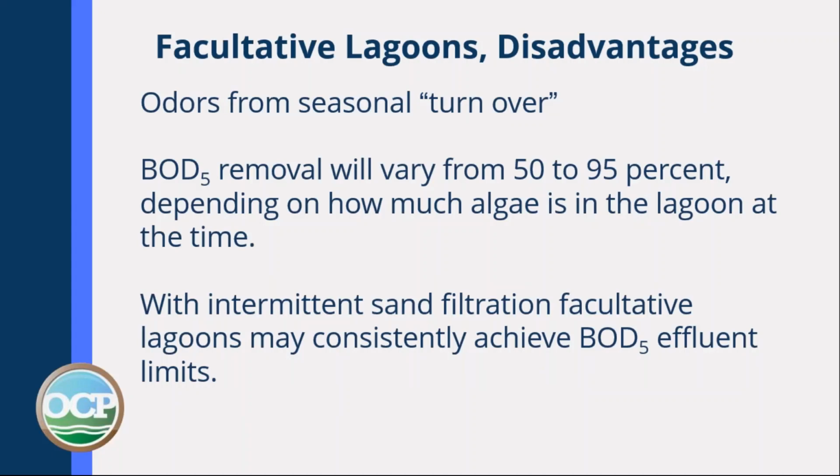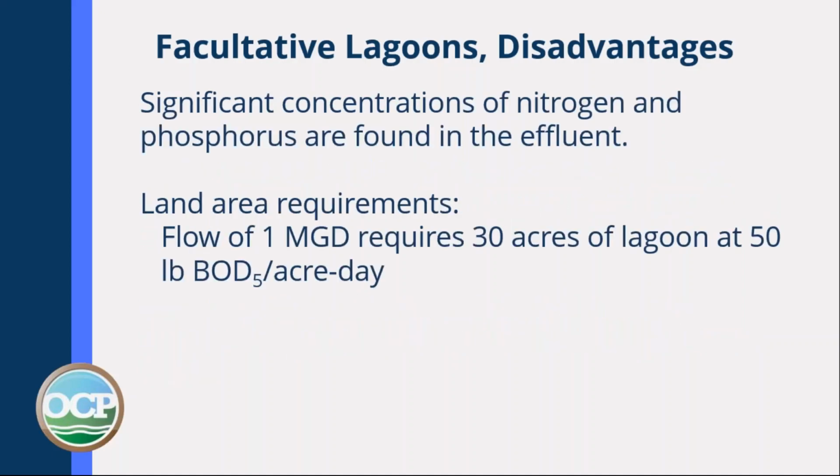The disadvantage of facultative lagoons: you can have odors from seasonal turnover. BOD removal can vary from 50 to 95%, depending on how much algae is in the lagoon at a time. With intermittent sand filtration, facultative lagoons may consistently achieve BOD5 effluent limits. Significant concentrations of nitrogen and phosphorus can be found in the effluent, as a lot of these systems are very poor at removing nitrogen and phosphorus.